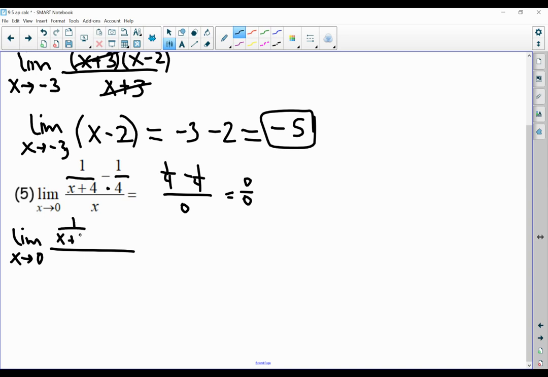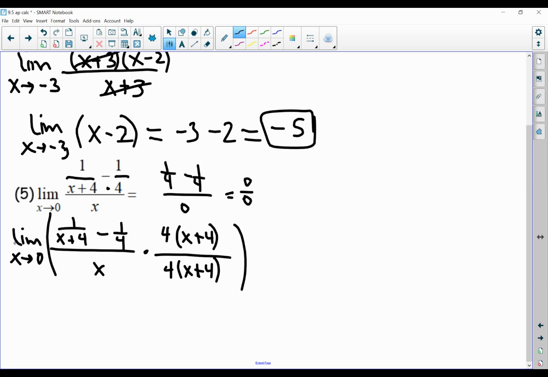I'm going to knock your socks off. This is the Miss Seitz way, and I love this way. So the common denominator is 4 times x plus 4. So I'm going to multiply the top and bottom by that same expression, and that's legal because that's just equivalent to 1.